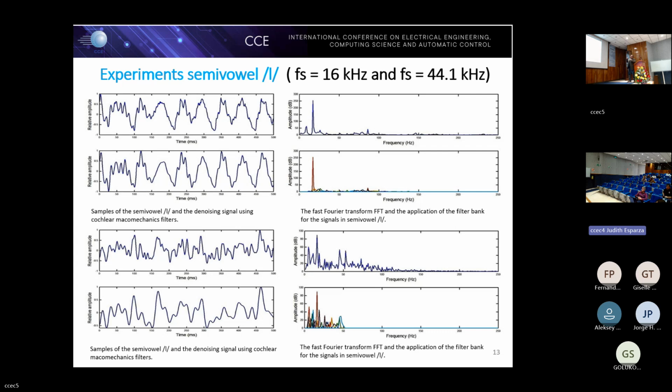This is the semi-vowel L. There is no noise present here. I apply the filter bank, and in the reconstruction it is very clear that the envelope of the original signal is preserved here. And now, when the semi-vowel L is with noise, you can see how all this noise is removed from the original signal, and the reconstruction clearly does not contain the high frequencies of the spectrum. Here it is very good. Please, the next.